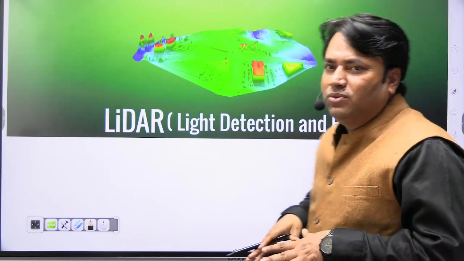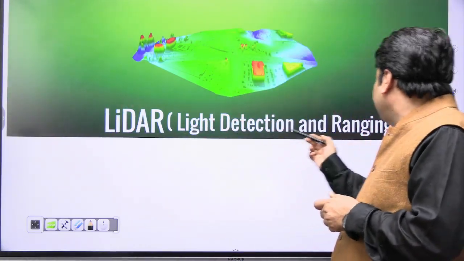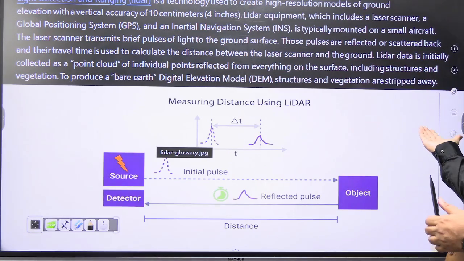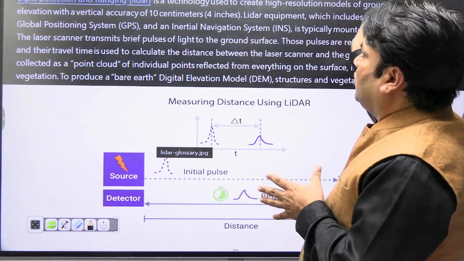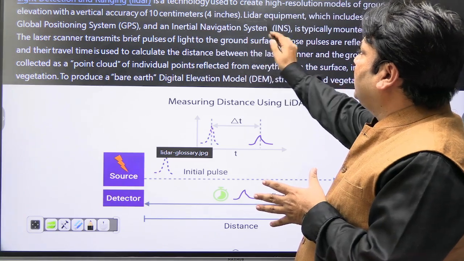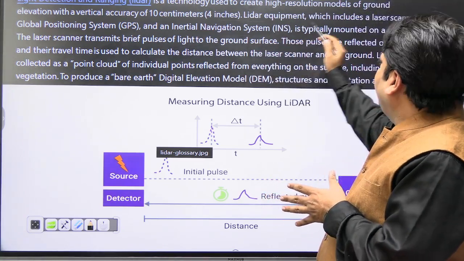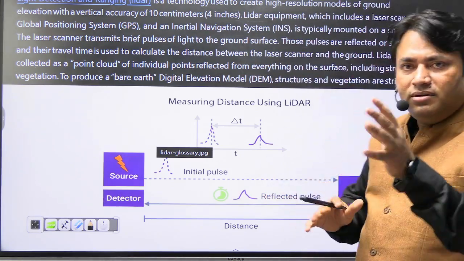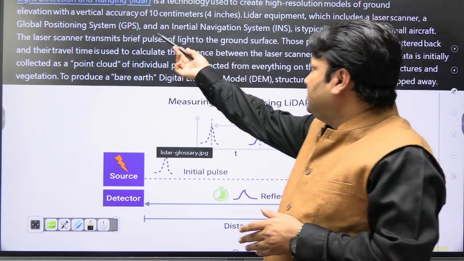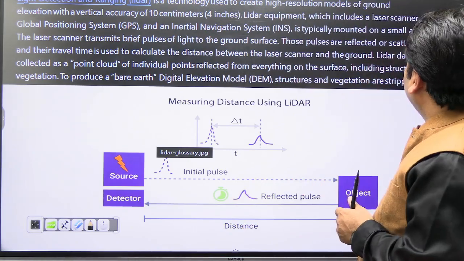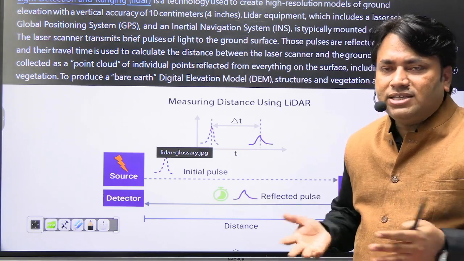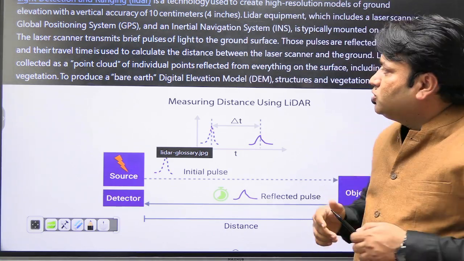We don't need to enter into very much detail, but I am discussing this much so that you can remember the terminologies, right? This light detection and ranging technology I have already discussed, how it works. This technology creates high resolution models for ground elevation with a vertical accuracy of 10 centimeters. It includes a laser scanner, a GPS system, and an inertial navigation system, and it is mounted on a small aircraft. Satellites can also be used, drones can also be used for this purpose.